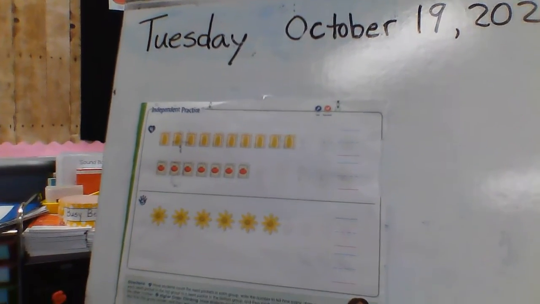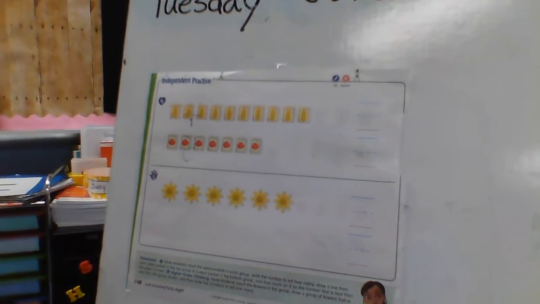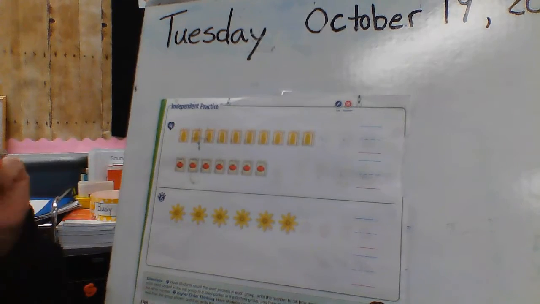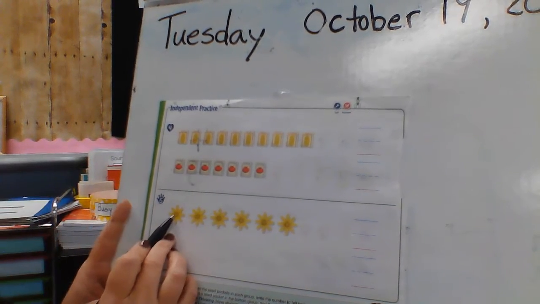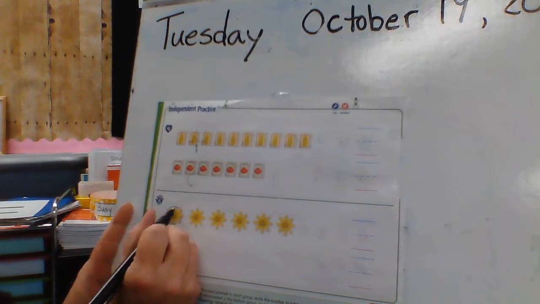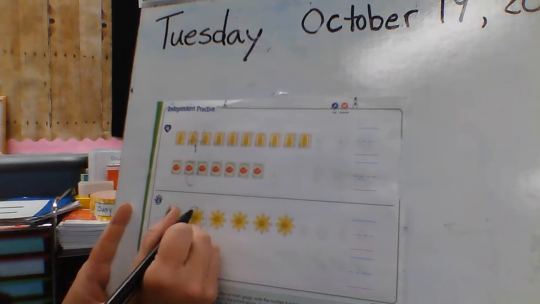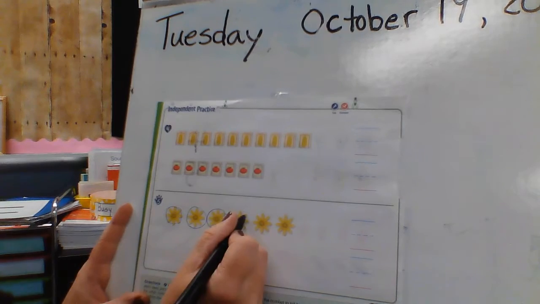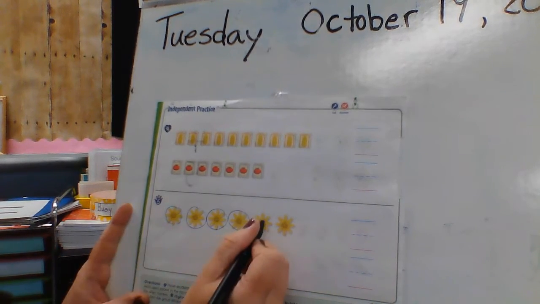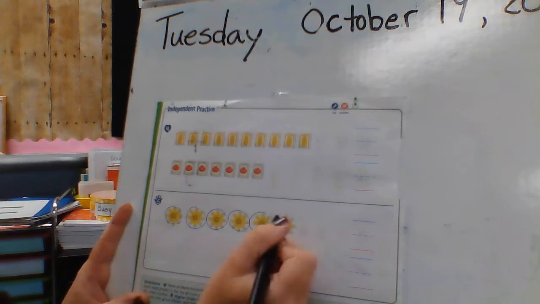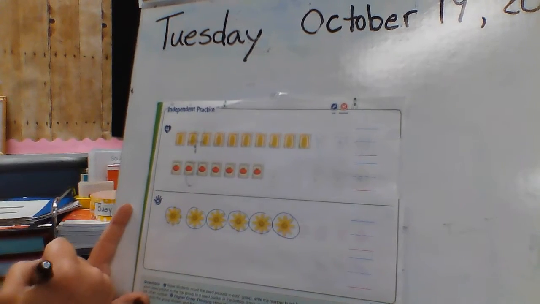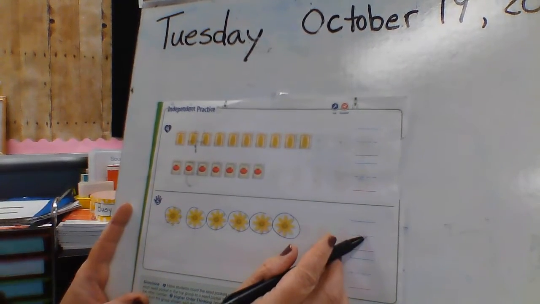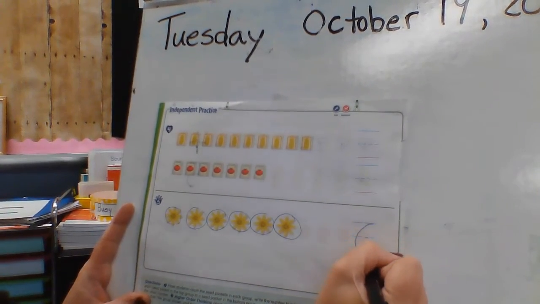Are you ready? Here we go. It's kind of like the one that we did yesterday. Let's count the flowers. 1, 2, 3, 4, 5, 6. I have 6 flowers. So right here I need to write 6.